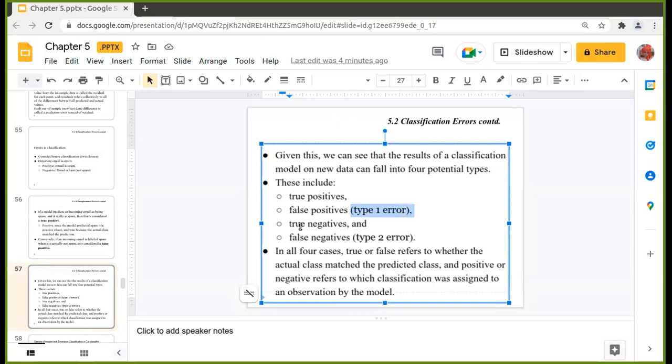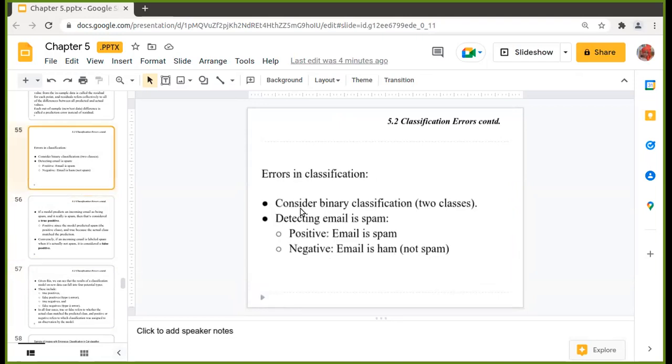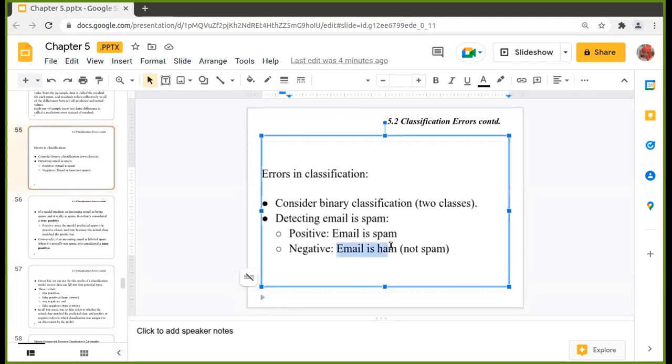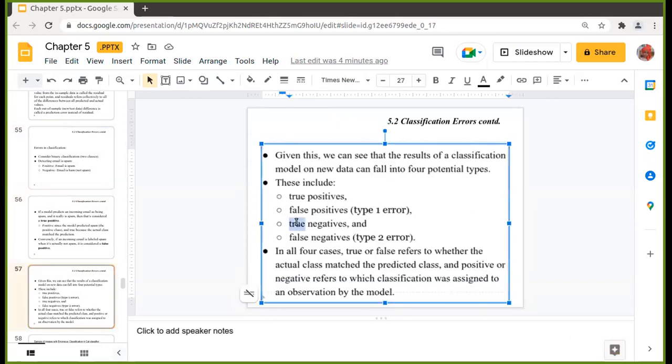Next one, true negative. It means that here my email is not spam, and that was the negative. So true negative means that actually it is not a spam, and still it is declared as a negative.